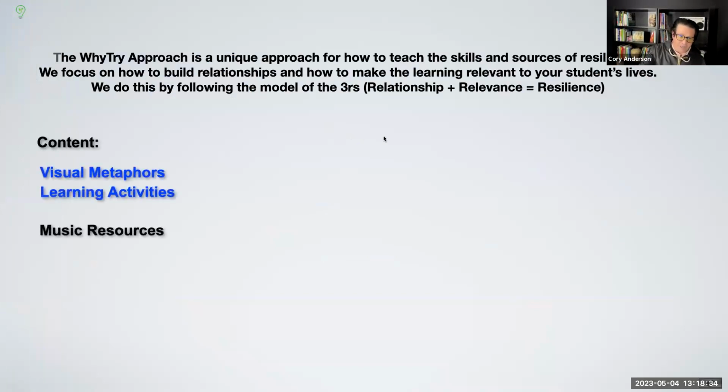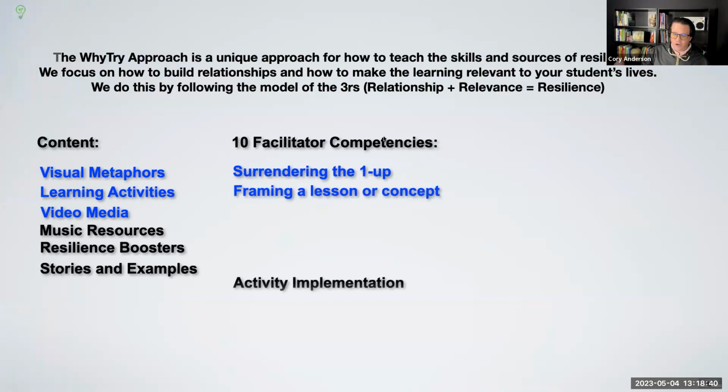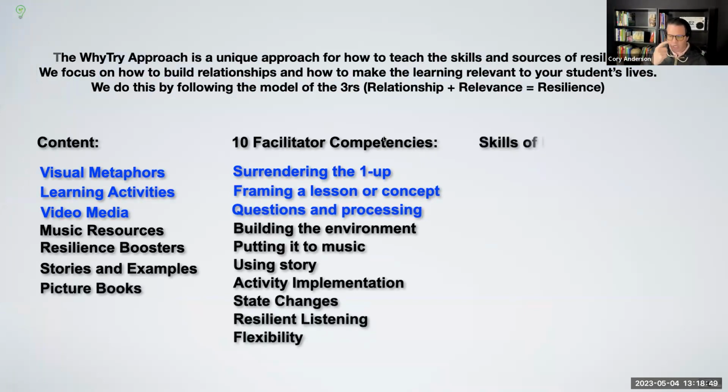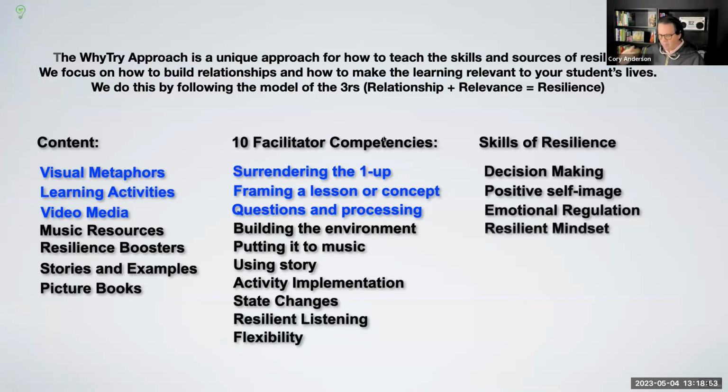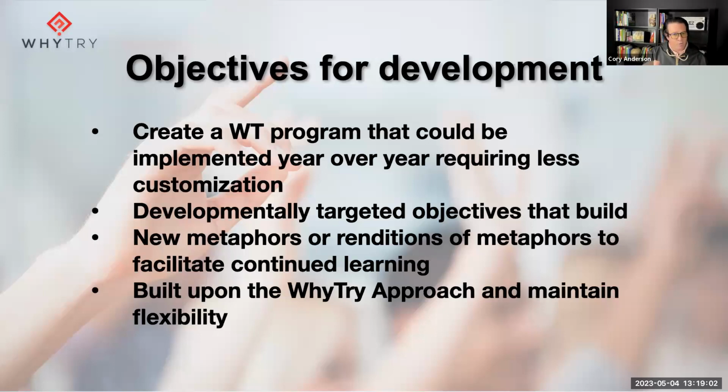But the third column that's going to pop up, and I'm going to invite you to read it as it starts to kind of show up for you. That third column represents the skills of resilience that we really are trying to teach with our students. It's the stuff that I showed you just a little bit before. So we've got decision-making, positive self-image, emotional regulation, resilient mindset, problem solving, peer influence and relationships, hard work, determination, responsibility and expectations, relationships and support, and self-efficacy.